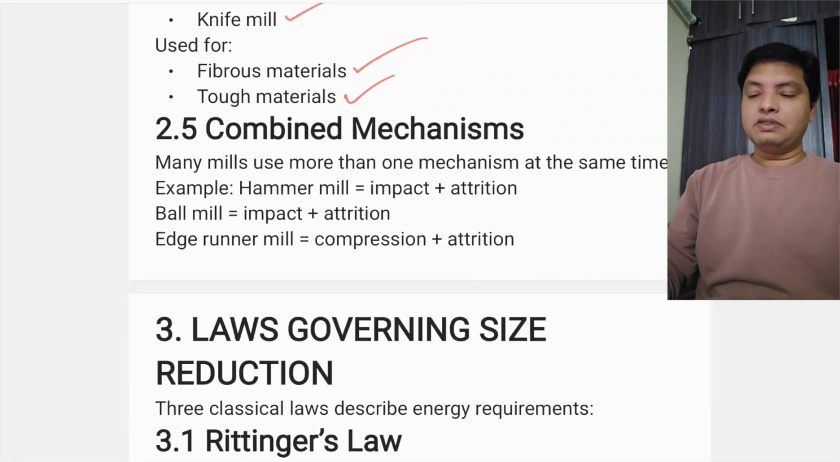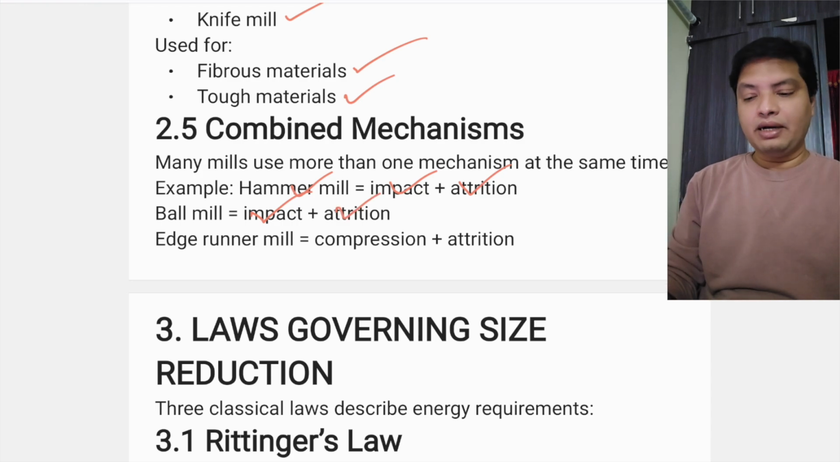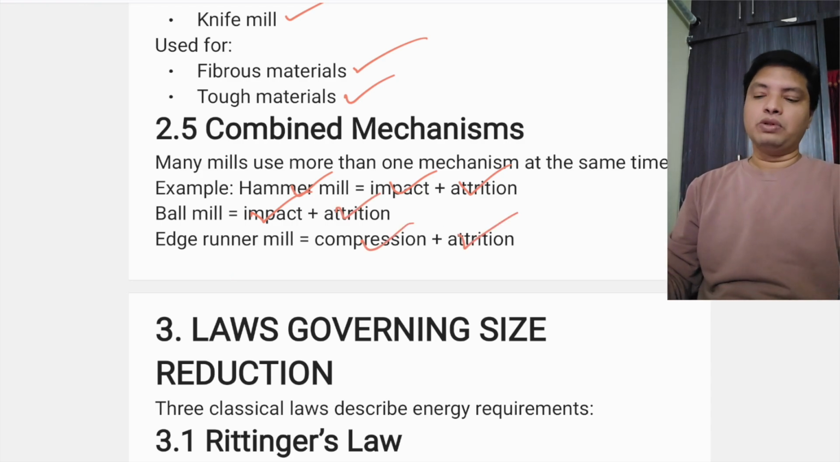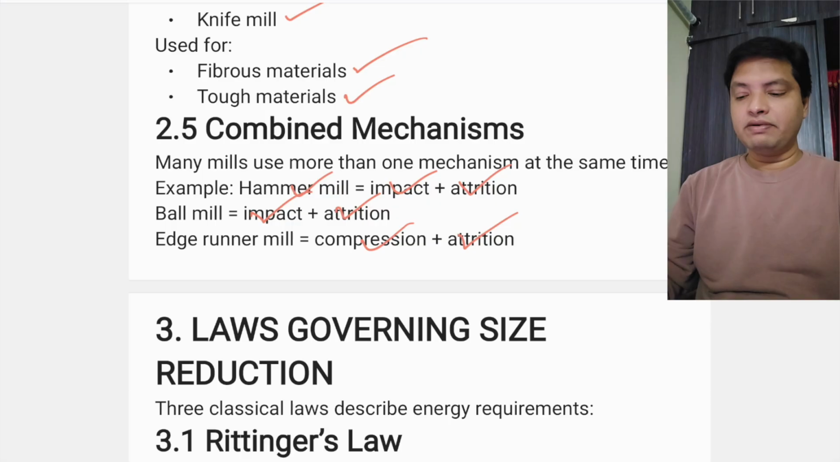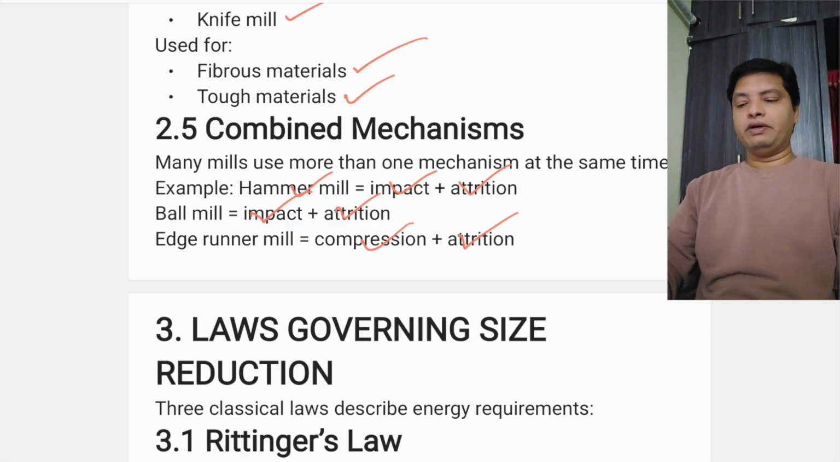Combination mechanism. So you can combine. If you take the hammer mill, we have impact and attrition. Ball mill also has impact and attrition. Edge runner mill has compression and attrition, both. These are the mechanisms by which the particle size is reduced.